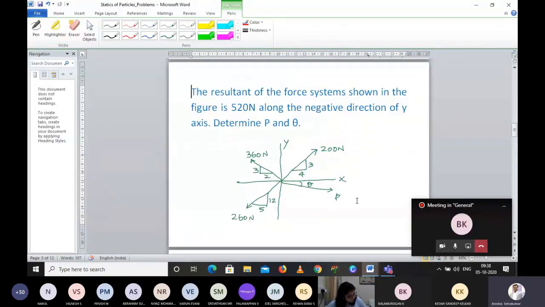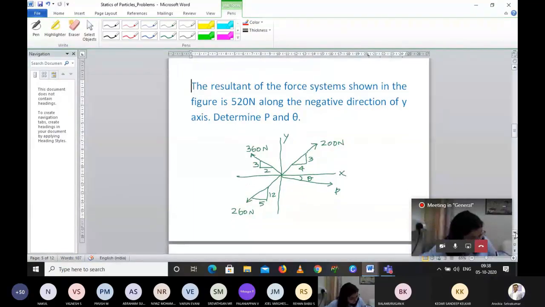The resultant of the four forces shown in the figure is 520 Newton along the negative direction of y-axis. Please take a note now. We are moving to the negative direction of y-axis. Determine P and theta. Shall we solve one by one? 1 minute, sir. I'm noting down the question. Exactly. Please take a note slowly.